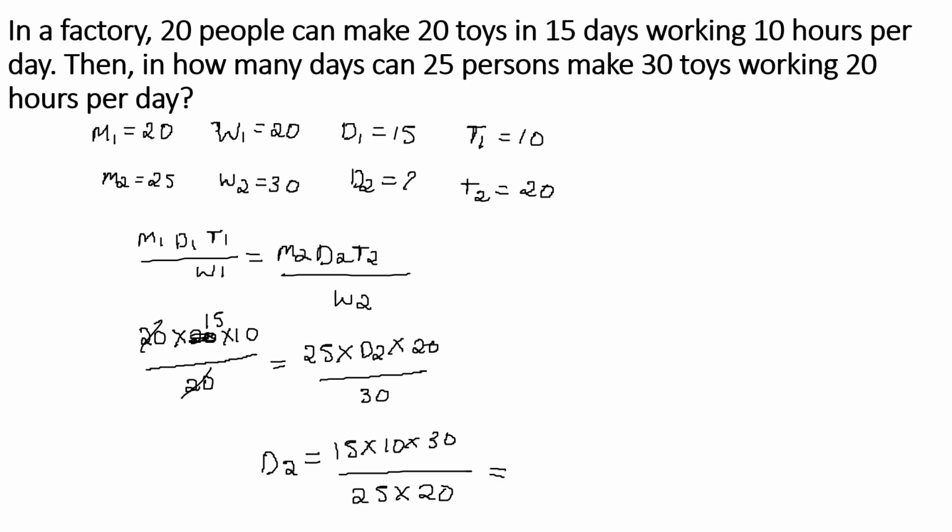For the cancellation, 5 3s are 15, 5 5s are 25, 5 1s are 5, and 5 2s are 10. This 0 and this 2 cancel. So 3 into 3, that is 9 days. So 25 people can make 30 toys working 20 hours per day in 9 days. So the answer is 9 days.